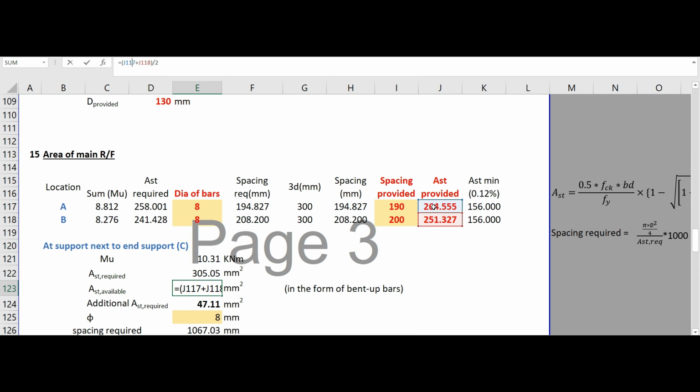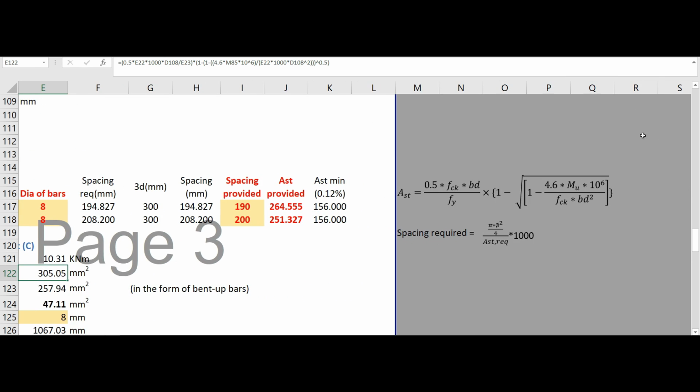So here 50% of the bent up bars are coming from the span A and the 50% of the bent up bars are coming from the span B, that is the intermediate span. So here I have divided it by 2 as it is 50% from both the spans. So here the area of steel available is 257.94 mm square in the form of bent up bars. But the area of steel required is here 305.05 mm square. This is calculated with the help of this same formula, that is 0.5 fck bd by fy.